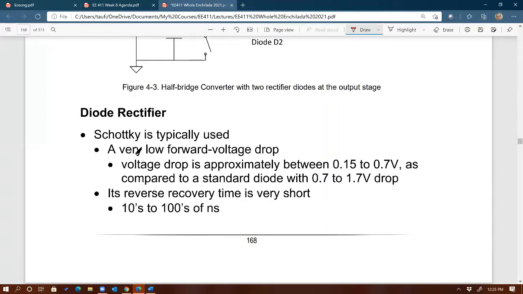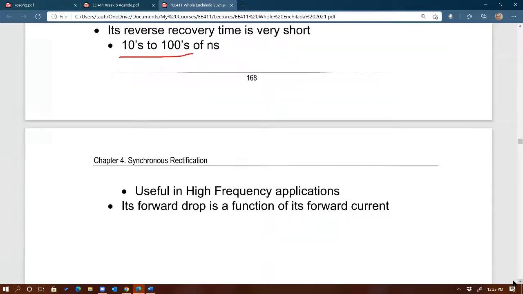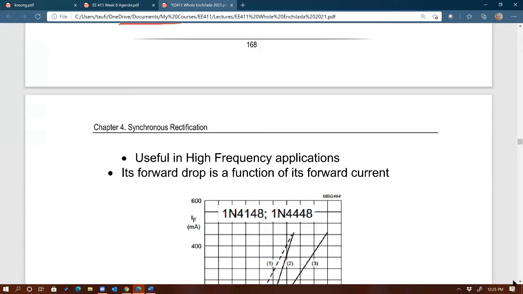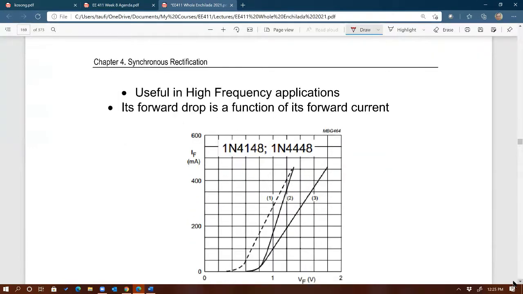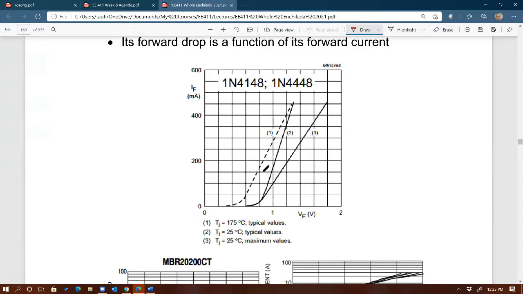The reverse recovery time for a Schottky, the reason it's being used, is that it's fast, in a range of tens to hundreds of nanoseconds, and therefore it's useful for high frequency applications. So here's the IV characteristics of the diode. Here's the PN junction. Notice that the current here is in milliamps, and the forward drop is in volts. So this shows you how much forward drop you get for a given current that goes through this diode.